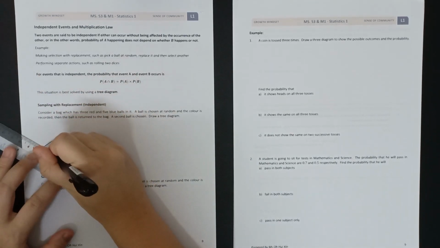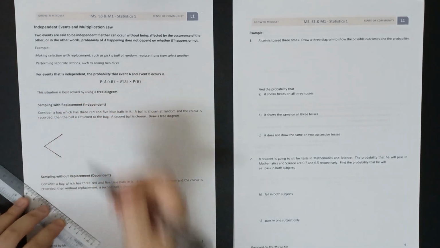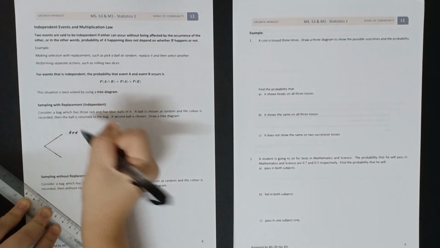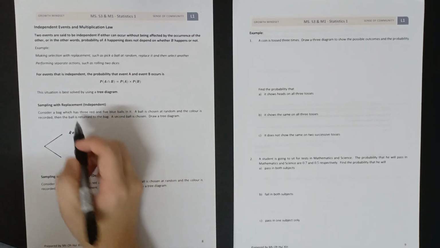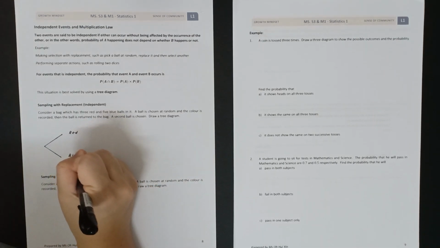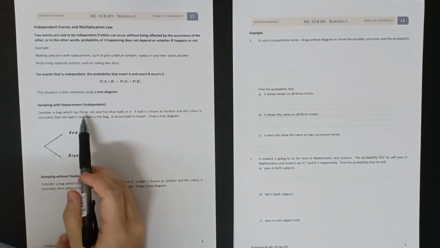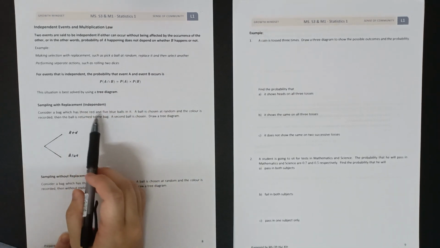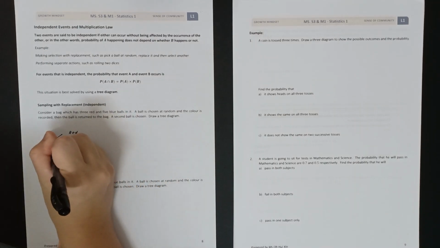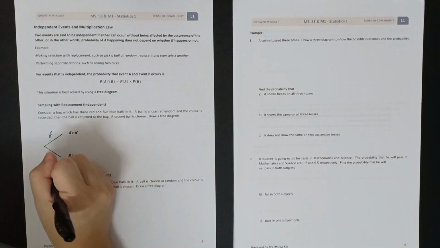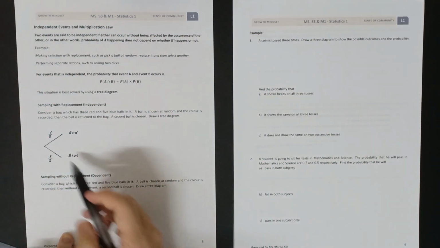When you select the first ball, you have 2 outcomes: either a red one or a blue one. What is the probability of getting a red one? It's 3, and in total you have 8, right? So you have a chance of 3 over 8 to get a red ball, and at the same time 5 over 8 to get a blue ball. This is how you start.